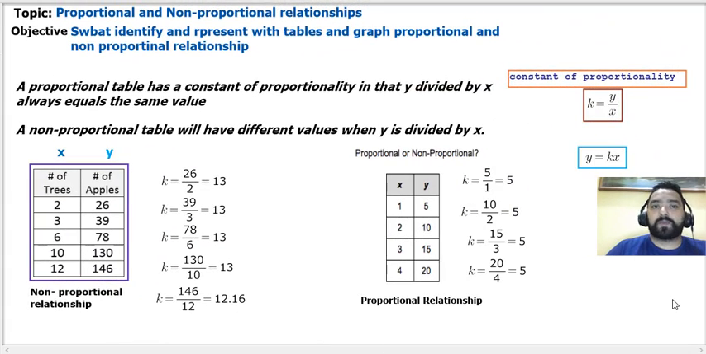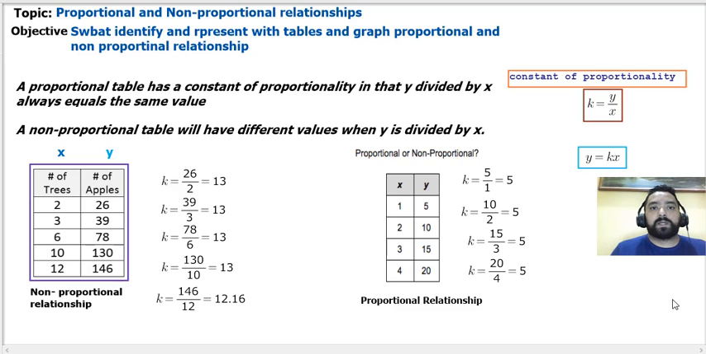Today I will explain proportional and non-proportional relationships, and how to identify if a table is proportional or non-proportional, and if a graph is proportional or non-proportional.